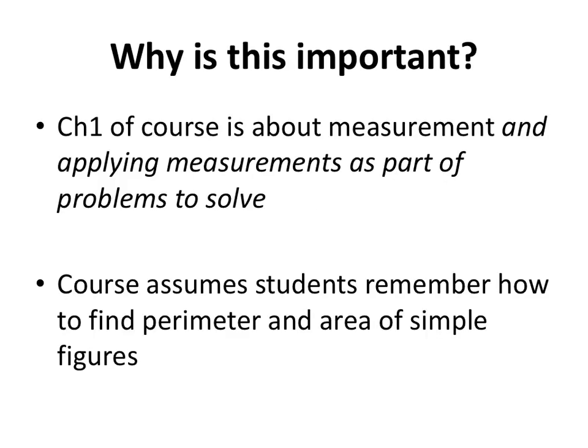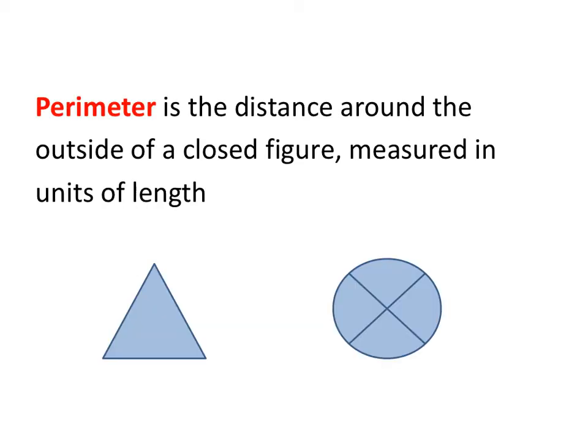In this video lesson, we're going to look at a quick review of the ideas of perimeter and area. This is important for students in the Math 10 course because, as we know, Chapter 1 of the course is all about measurement, but we also have to apply those measurements as part of problems to solve. And this course assumes that students remember how to find perimeter and area of simple figures, which makes those ideas excellent for applying measurement. Let's begin with some reminders about perimeter.